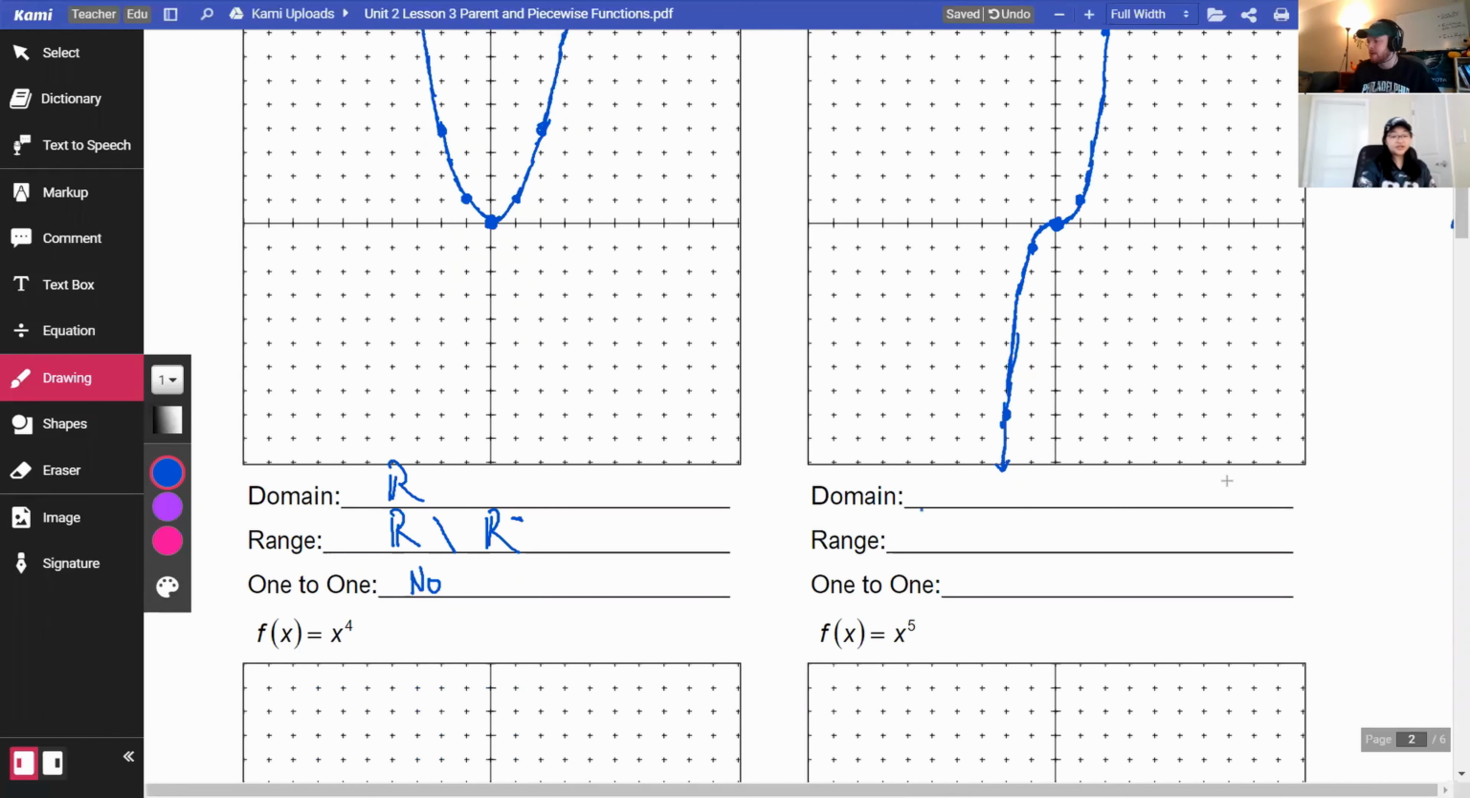Domain, all real numbers. Boom. Range, all real numbers. Awesome. This one's better than x squared in that facet. And then one to one? Absolutely.